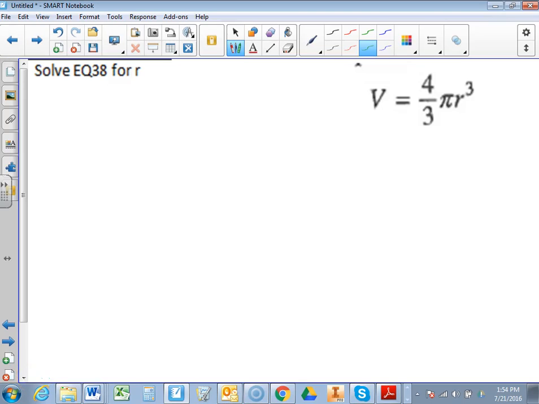Okay, so for this one, we're going to eventually have to take the cube root of both sides, because we're after r, but r, as you'll see, is being cubed here. So we're going to have to undo that cube. But first, do you recall how to get rid of a fraction? To get rid of a fraction, we're going to multiply by its reciprocal.